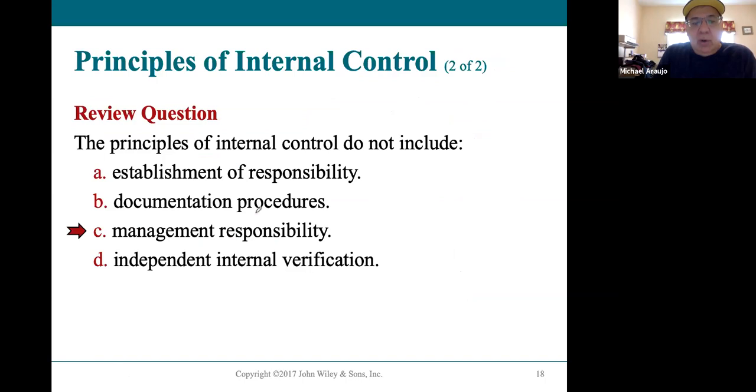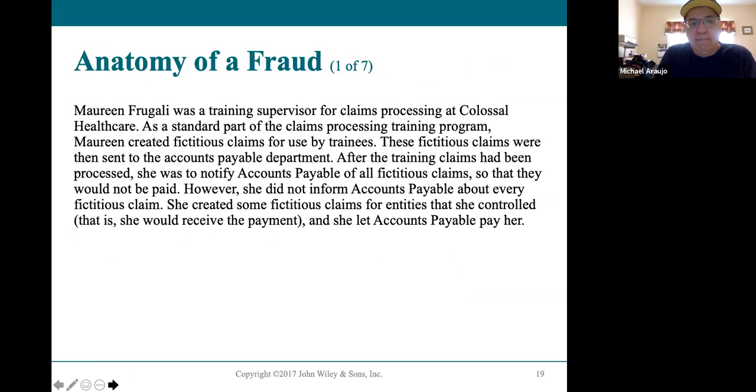So the principles of internal control do not include any responsibility on the part of management. It's just that managers have to put into place various systems, internal controls, to make sure things are working.